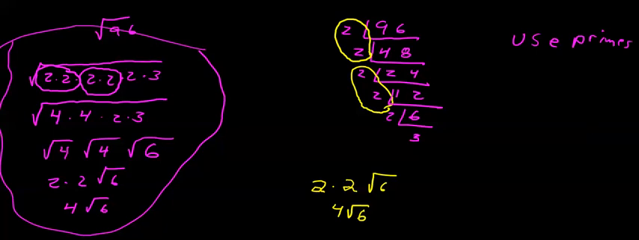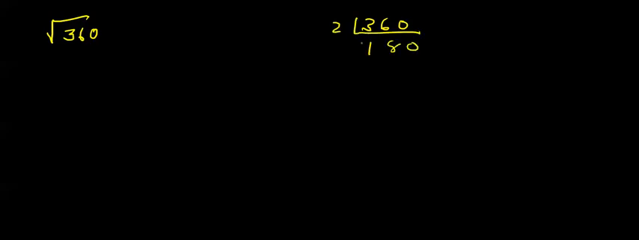Let's do another one. All right, we have 360, square root of 360. Now, anytime the number's even, I can divide by 2. If it ends in a 0, I can divide by 5. But I like to start with dividing by 2 because I think that's the easiest. So we have 360. If we divide it by 2, we get 180. Divide it by 2, we get 90. Divide it by 2, we get 45.